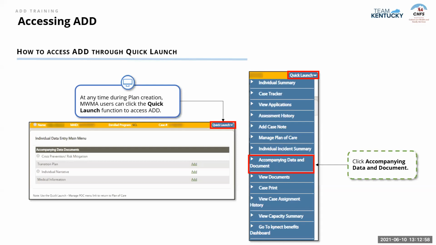And on the screen, you'll also see that quick launch functionality that I mentioned. So anytime you're on an individual's profile, there's going to be that quick launch functionality in the top right-hand corner. And if you click that, you'll see this drop-down menu over here on the right side pop up that looks very similar to the column we saw on the last screen. And you'll also see an accompanying data and documents button on that screen that you can click to access this individual data entry main menu screen.